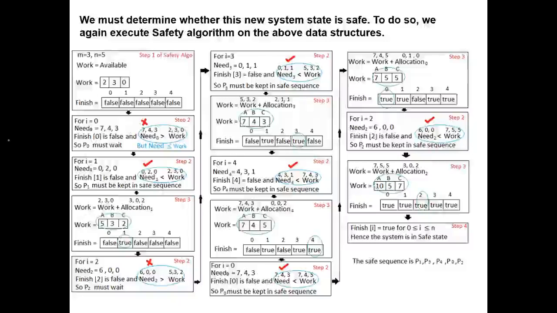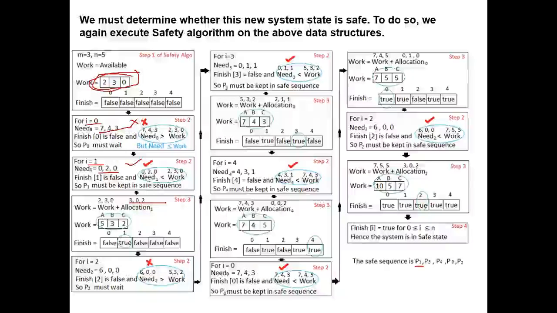Now again you need to follow the same steps. This time the available will be changed. Now the available is 2, 3, 0. Again you start with process P0, so that your system does not go into deadlock. You need to decide which is the safe sequence. This was the need which cannot be fulfilled, so P0 will be in the waiting list. Then check process P1. This is the new need, and you can fulfill the demand of P1 because there are enough resources available. So P1 will be put in the safe sequence.